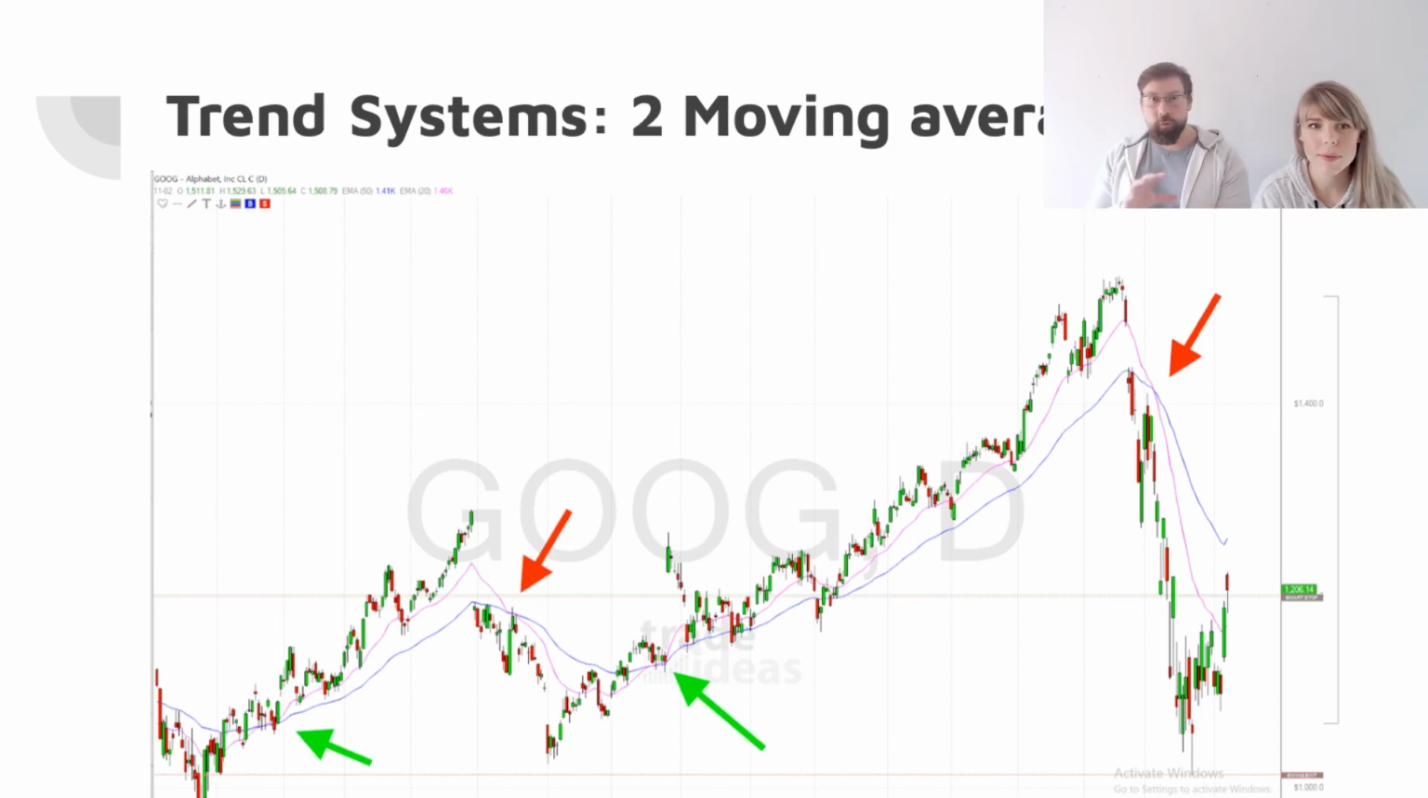Which one ends up making money, it's probably a wash in the long run. The point is the same. You're trying to get a 50-50 win rate, maybe a little bit better, and you're trying to hold on for these big moves.